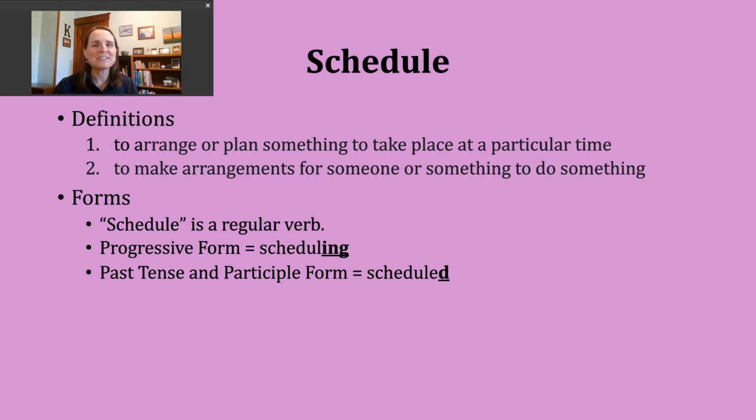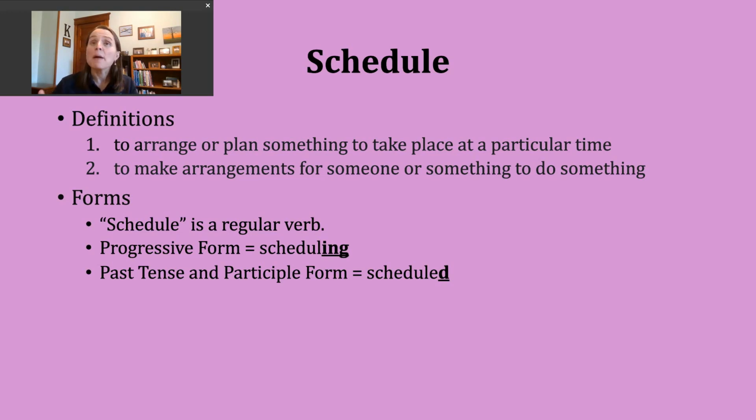For now, you should know that schedule is a regular verb. If you want to make the progressive form of this verb, you're going to drop the E on the end before you add ing. And that's because our verb ends in the pattern of vowel consonant E. So most of the time when we do this in English, we're going to drop that E anytime we're adding a suffix that begins with a vowel letter. When we add that ing, it forms scheduling.